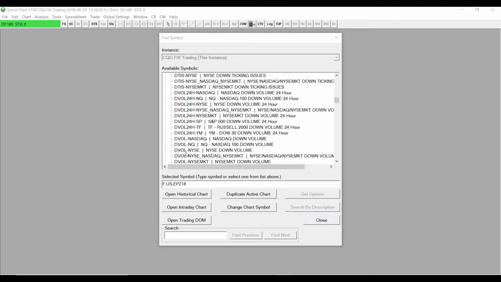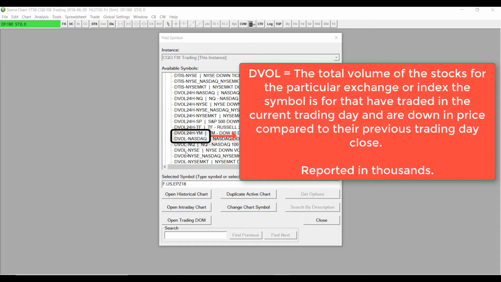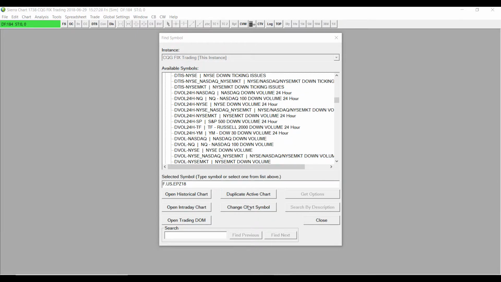But for the exact definition of the D volume, it is the total volume of the stocks for the particular exchange or index the symbol is for that have traded in the current trading day and are down in price compared to their previous trading day close. Once again, these are the same exact definition and they're based off the same markets, but they're just based off of different intervals. The interval is personal preference and is completely up to the trader's choice.